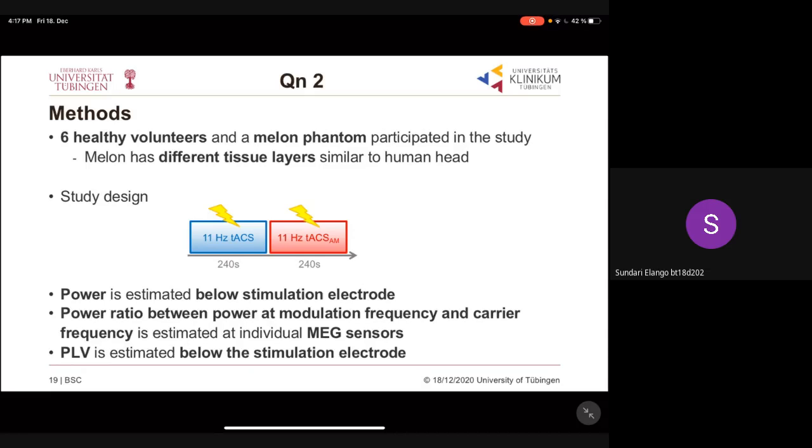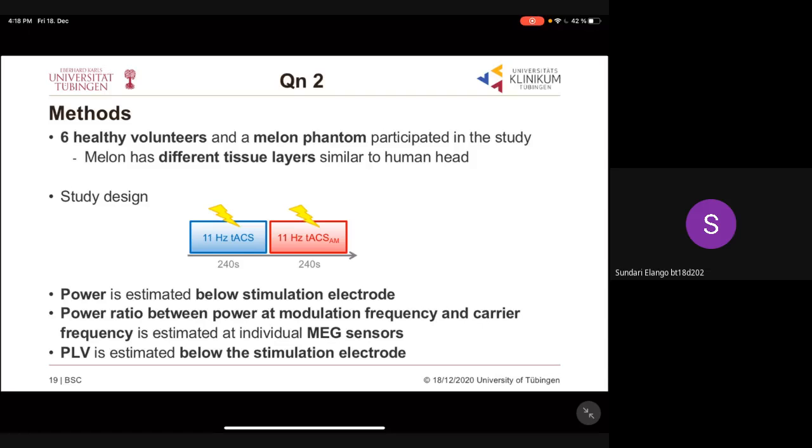The idea behind this is that the human head has electrically active tissues, which basically represent neuronal membranes, which are lacking in a melon. These are all plant cells, and they are not as electrically excitable as neurons are. So the study design was simple. We had the first block of TACS, and the next block was of amplitude modulated TACS. What we wanted to show is that there is a differential response in the phase locking which is introduced.